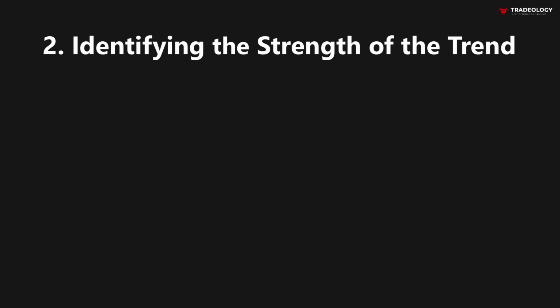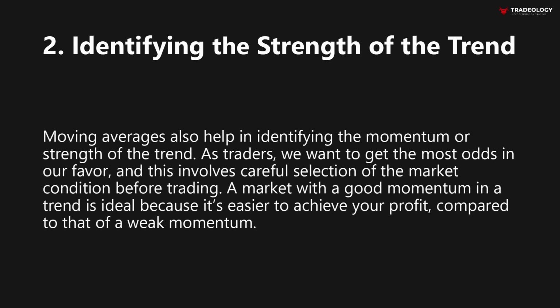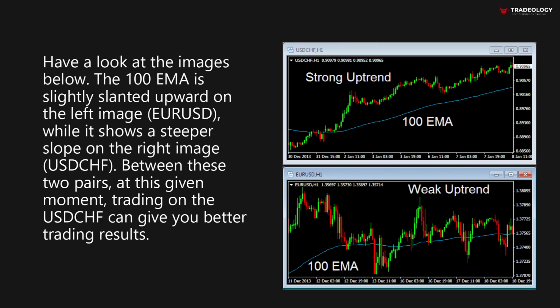Secondly, identifying the strength of the trend. Moving averages also help in identifying the momentum or strength of the trend. As traders, we want to get the most odds in our favor, and this involves careful selection of the market conditions before trading. A market with a good momentum in a trend is ideal because it's easier to achieve your profit compared to that of a weak momentum. Have a look at the images below.